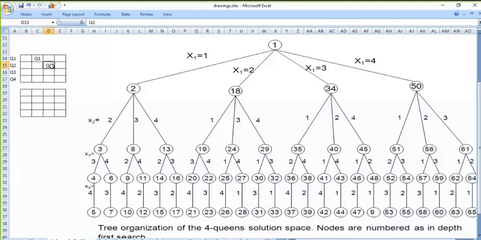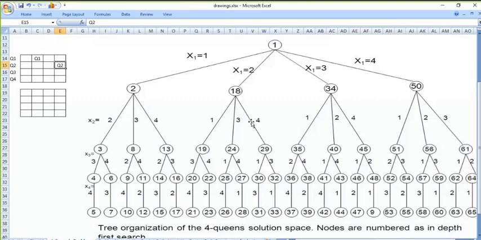Then where else can I keep it? I can keep it on the fourth column. So Q2 I can keep on the fourth column. So here when I place Q2 on the fourth column, Q1 and Q2 both are not on the same row, both are not in the same column, and neither are they on the same diagonal. So both the queens are safe now. So this second level is taken care of.